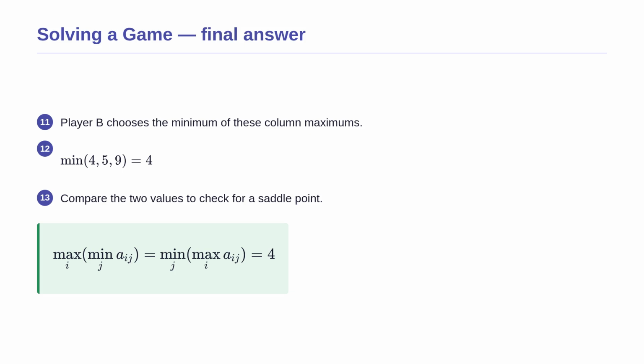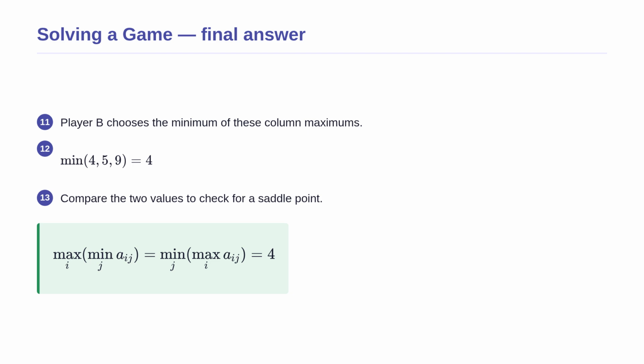Player B must choose the safest strategy among their maximum possible losses. To protect themselves, player B will choose the smallest of these maximum values. The minimum of 4, 5, and 9 is 4, which is our minimax value. We now compare the maximin value and the minimax value to see if they match.